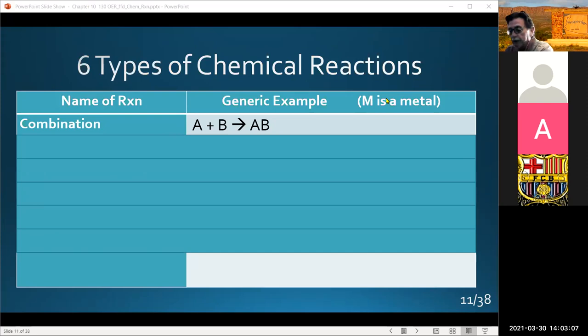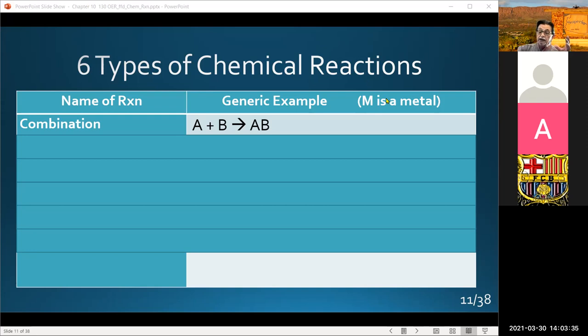All right, so here are the 6 types of reactions. They've been written in generic form by using the letters A and B, maybe some other letters in here, to get you to first think of these reactions in generic terms and then apply them to chemical reactions. The first one is called a combination reaction, and by definition, it defines itself.